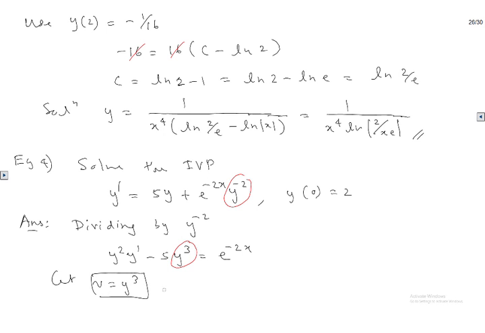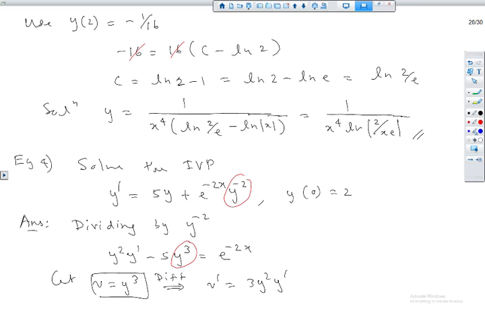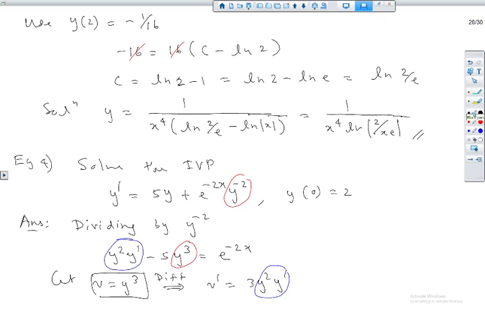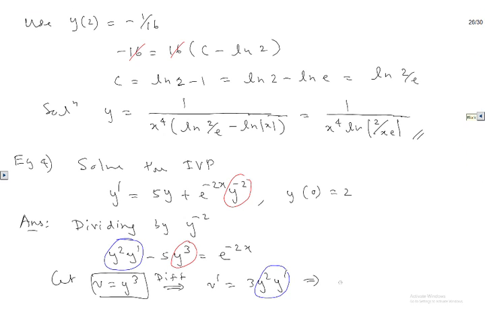Okay, and then we're gonna take the derivative. Once you take the derivative, this is v prime equal 3y squared y prime, and you're gonna see that y squared y prime is in there. So this term exactly matches that term. That's always the case for this type of differential equation. So that means you can solve for that. So that means y squared y prime is 1/3 v prime. So that's what we can substitute. Okay, so we can substitute that.